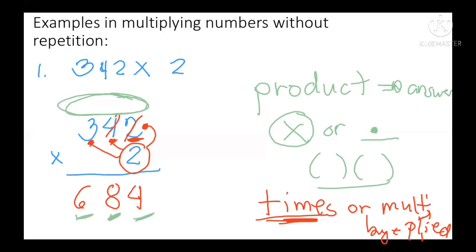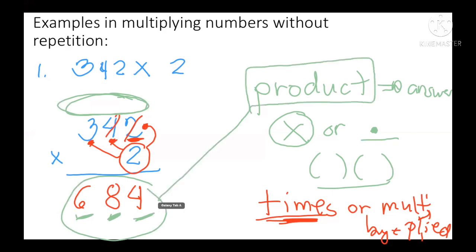Again, what do you call the answer in a multiplication problem? Very good. That is what we call product. Okay? Product. Again, you can use the word times or multiplied by. So if someone asks you what is 2 times 2, that means you will do multiplication. Or 2 multiplied by 2, that is also multiplication.